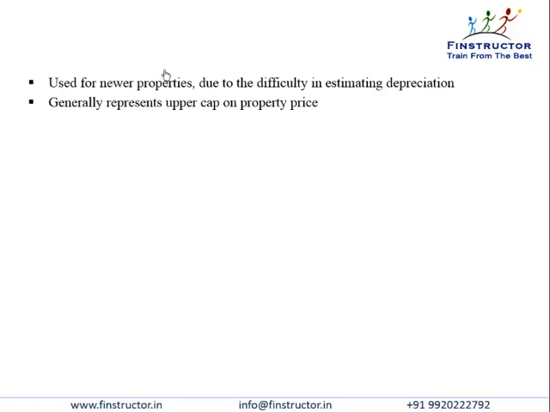Now, this method, the cost approach, is generally used for newer properties for all the reasons that we discussed. Because for older properties, it will first of all be very difficult to estimate all these depreciations that we have applied and then the deterioration, etc. So generally newer properties are valued using the cost approach because anyways there wouldn't have been much depreciation. And it generally represents an upper cap on the property price.